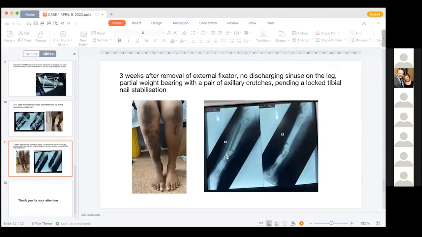Thanks, Dr. Yubel. That was excellent. Good case, a tough case. Good principles there of showing how you have to remove the hardware, control the infection before putting any new hardware back in there. And I think you've shown a good use of the PMMA spacer for managing that big bony defect. I want to invite Dr. Gosselin, if you're on the line, to maybe make some comments on this case.